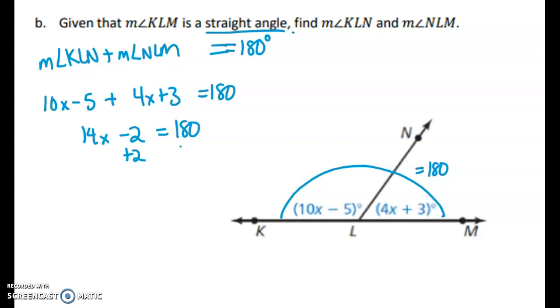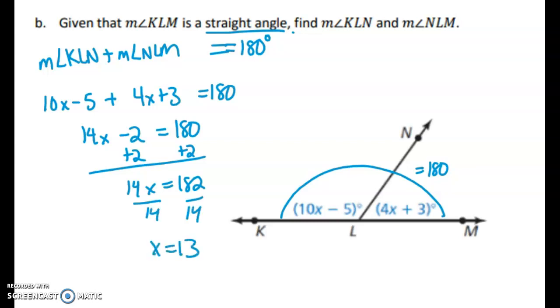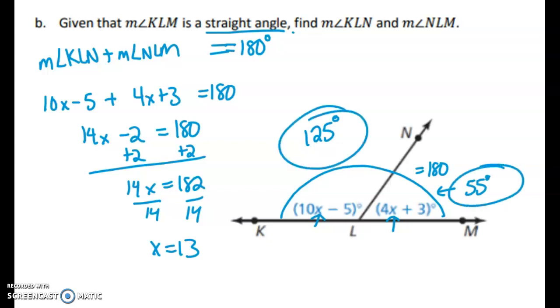So now we're going to add the 2. So we get 14x equals 182, and divide by 14. So we get 13. Okay, so they don't want x, they want the angles. So what we need to do is plug 13 back in for x. Using a calculator is a good thing to do, it's not a problem. Plug 13 back into this x, and this specific smaller angle here is 55, which if you double check yourself, 125 plus 55 is 180, so it does check out.